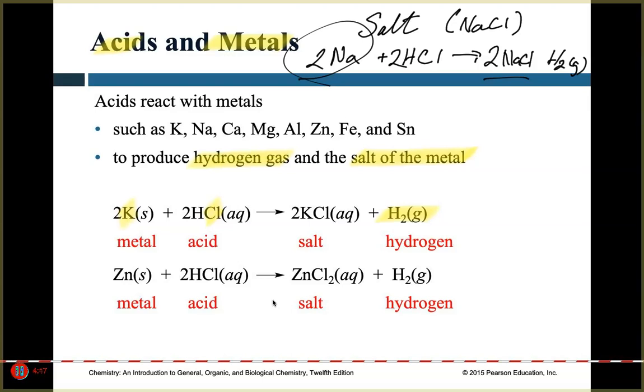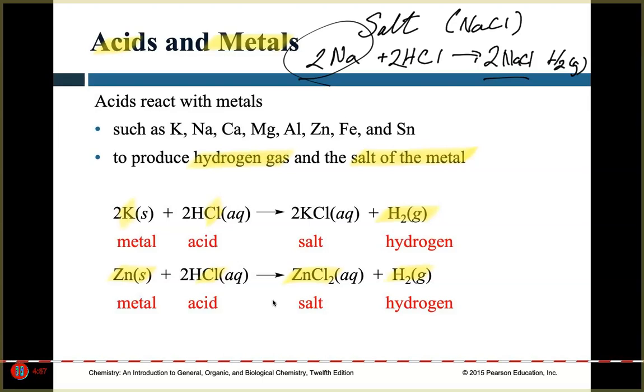All right, and then we can see the same thing with zinc. There's my metal, there's the counter anion of the acid, so my salt is zinc chloride. The only difference is zinc is found in group 2, while potassium is found in group 1. We know all group 1 metals have +1 charges, and all group 2 metals will form 2+ cations, so we've got to make sure everything balances correctly. But we see a similar pattern. We formed our salt, and then we formed our hydrogen gas.